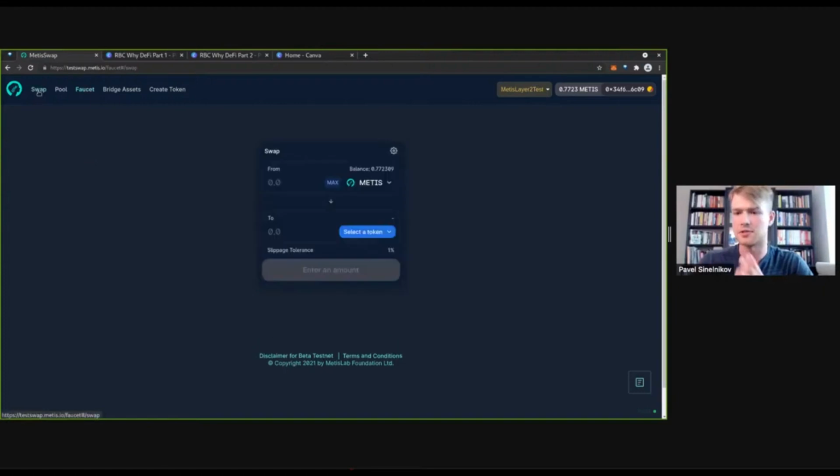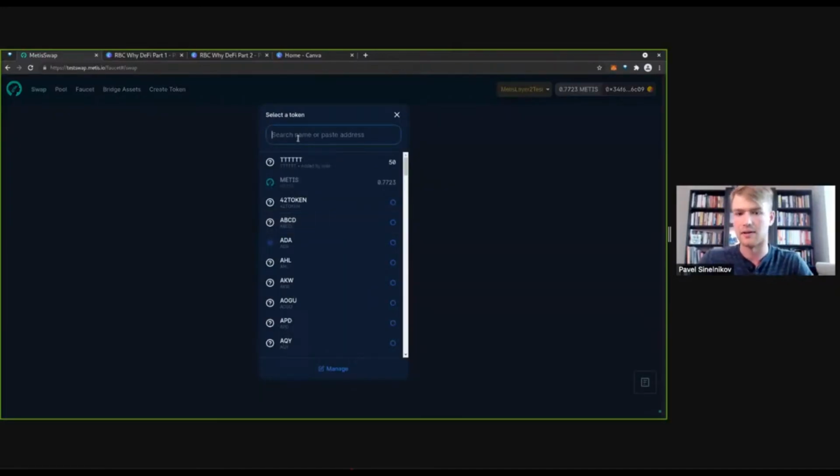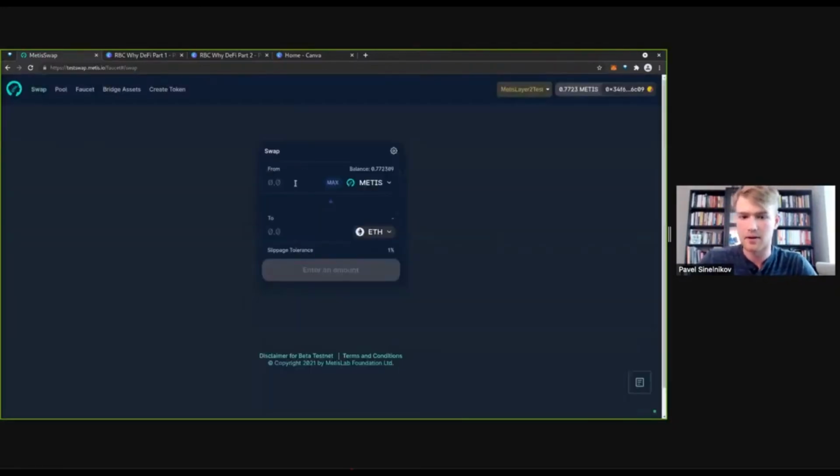This is a decentralized exchange. What does a decentralized exchange do? Let's demonstrate it with a swap. Now we have Metis tokens over here, and let's say we want to swap it to ETH. So we're taking our Metis tokens and we're swapping it to ETH. Now again, these are testnet prices, so they don't reflect the actual market prices.